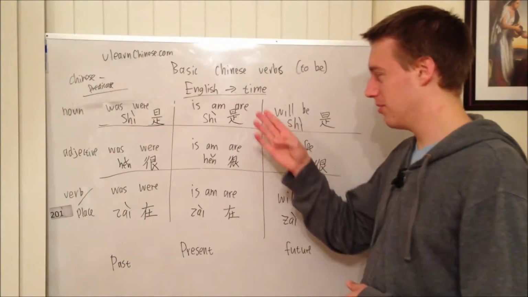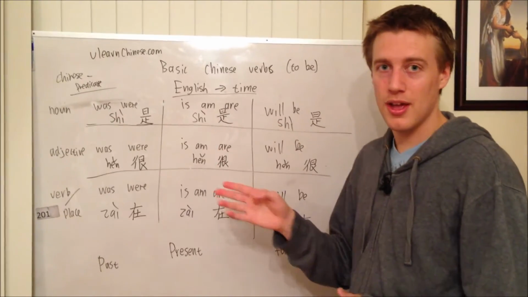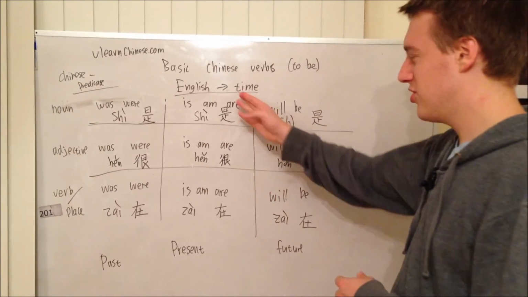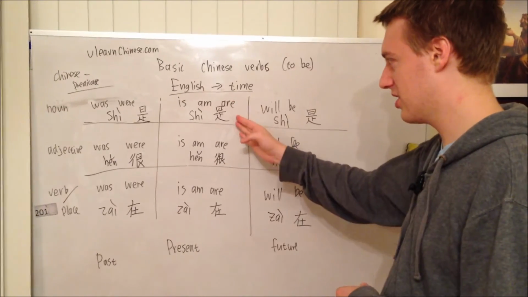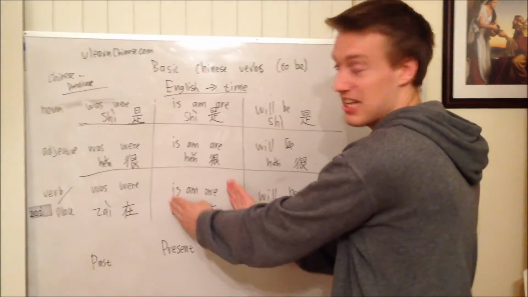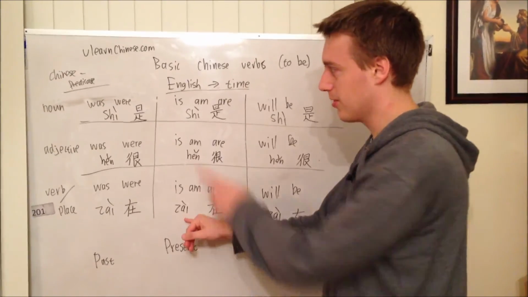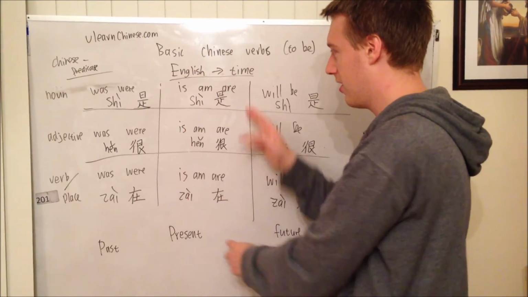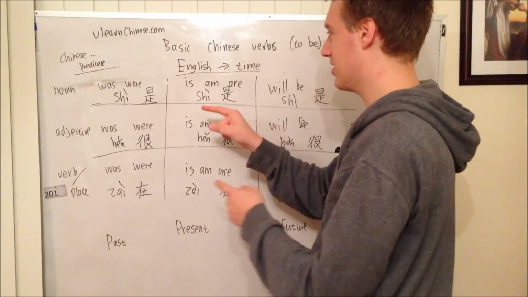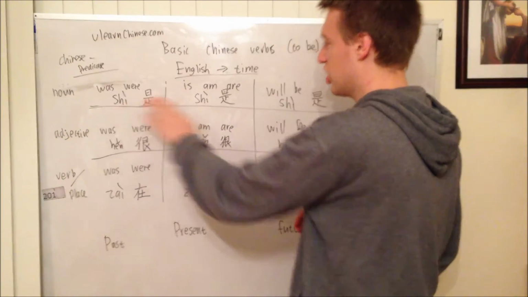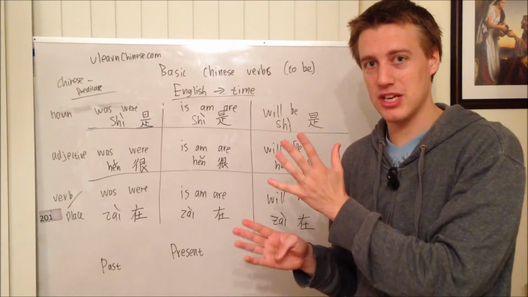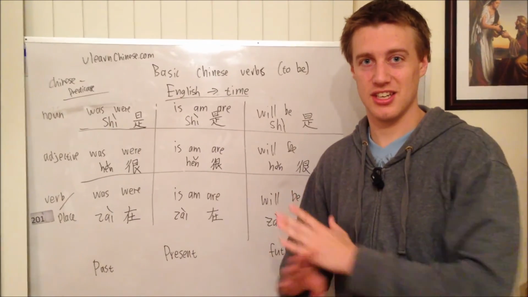So the reason the matrix is here is to show you the distinctions and how they're different between the languages. So you'll notice that as you go down a column, English doesn't change, but Chinese does. Is, am, are, because the tense is the same in this column, but you're talking about a noun, adjective, and verb. So is, am, are, 是, 很, 在. But as you're going across the rows, you'll notice that the Chinese doesn't change, 是, but the English changes, was, were, is, am, are, will be. So the idea of the matrix is to help you see the distinctions and how they work.